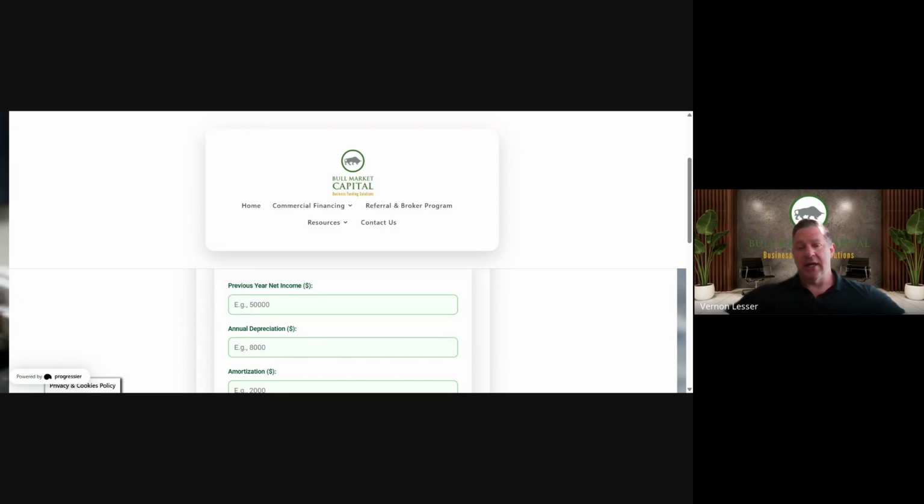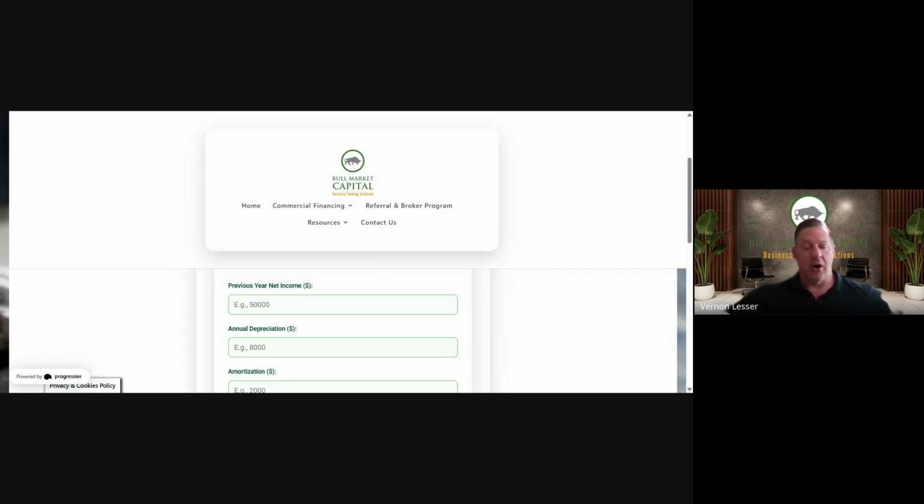We're going to discuss our exclusive debt service coverage ratio calculator. This calculator is a great tool for determining if you're initially eligible for funding, whether it's SBA funding, conventional commercial real estate funding, equipment funding, or really any kind of business funding.